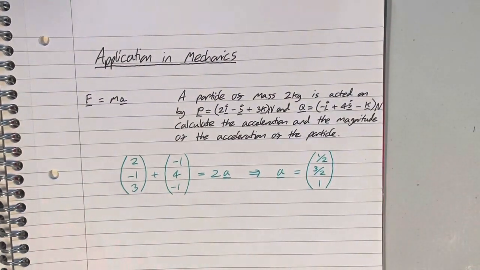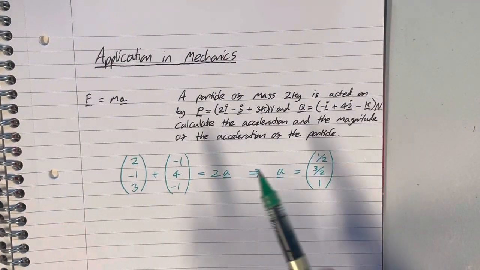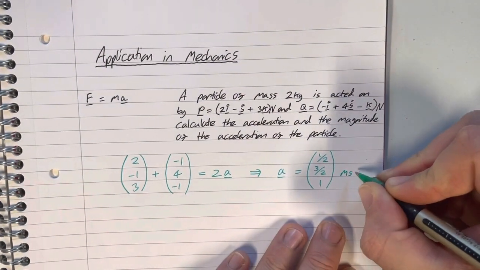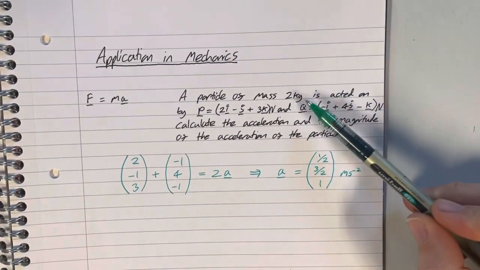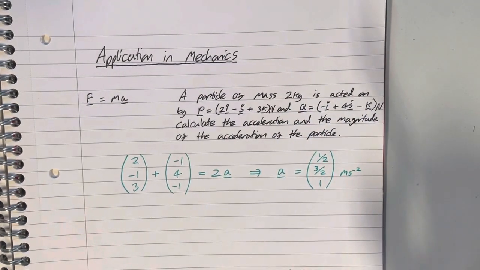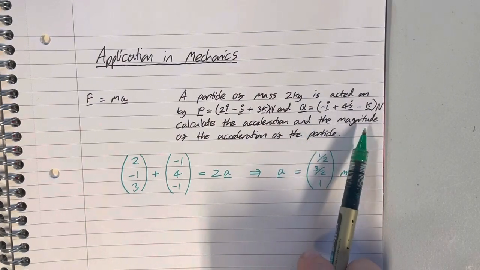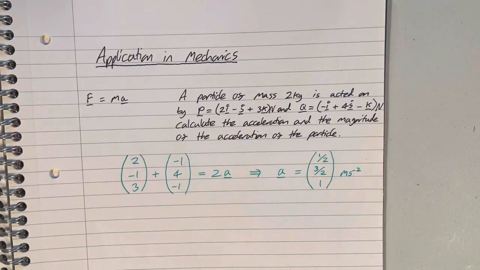Okay, so that's the acceleration. We've done the first part of the question. Calculate the acceleration, that's it. And that would be in metres per second squared because the mass is in kilograms and the forces are in newtons, so everything is SI. It also wants the magnitude of the acceleration. I'll just refer you back to a couple of videos to find the magnitude of a vector.